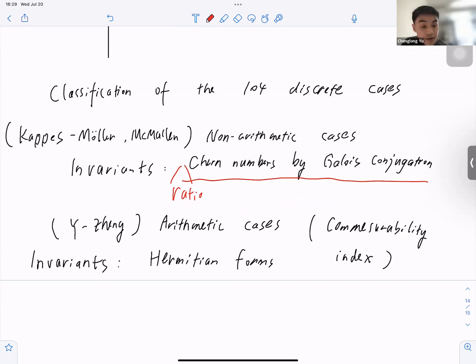Any questions? Yeah, thanks for the talk. So any question for the speaker? Yeah, if you have any question, you can unmute by yourself or type it in the chat.